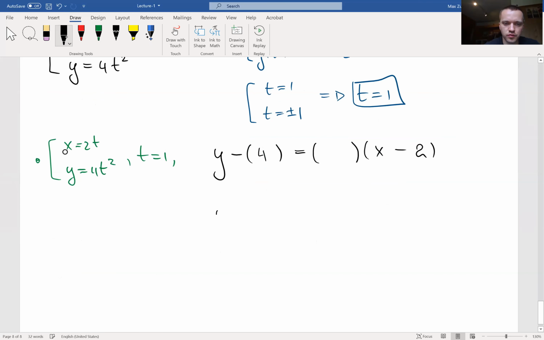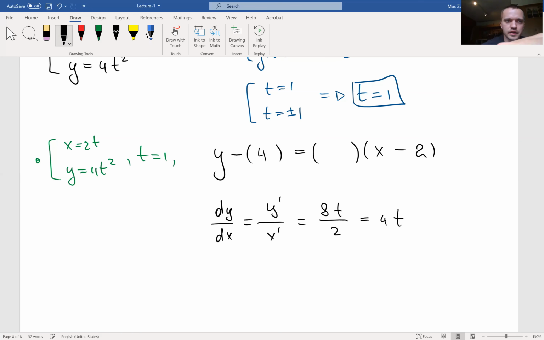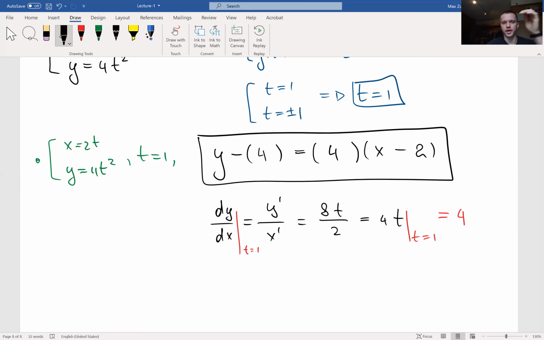And my derivative dy over dx is going to be equal to y prime over x prime. So it's going to be equal to 8t over 2. So it's going to be 4t. And then I need to plug in when t is equal to 1. So when t is equal to 1, I'm going to get 4. So I will put 4 over here. And that is going to be the answer for the equation of the tangent line.